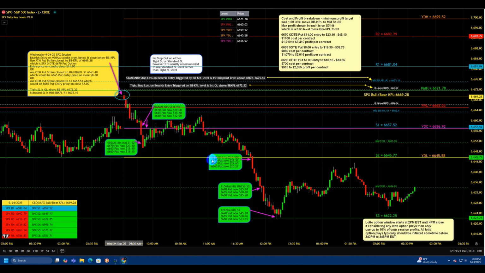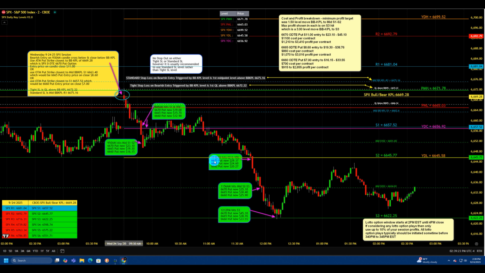Okay, so continuing on here, this is 11:46 a.m. on this candle. On this candle, it hits both the YDL level and the S2 level. They're very close together. On this previous candle, it didn't quite make it there, but on this candle, it does make it there and breaks through it.